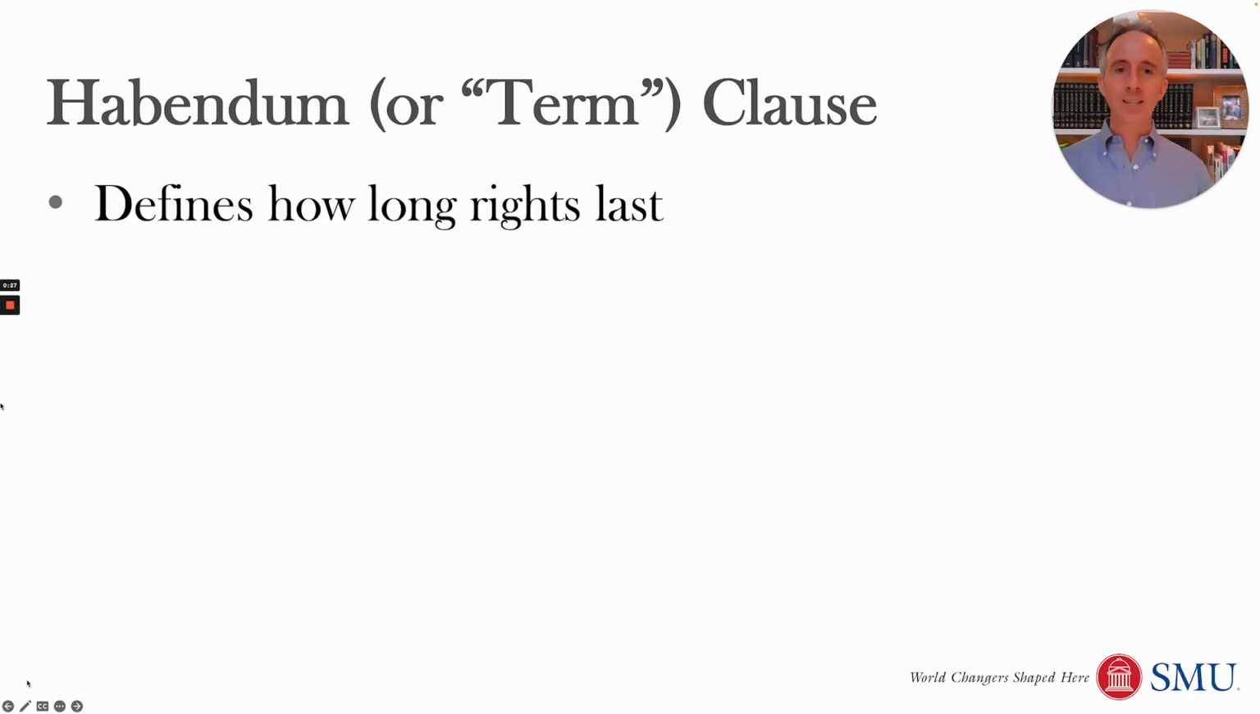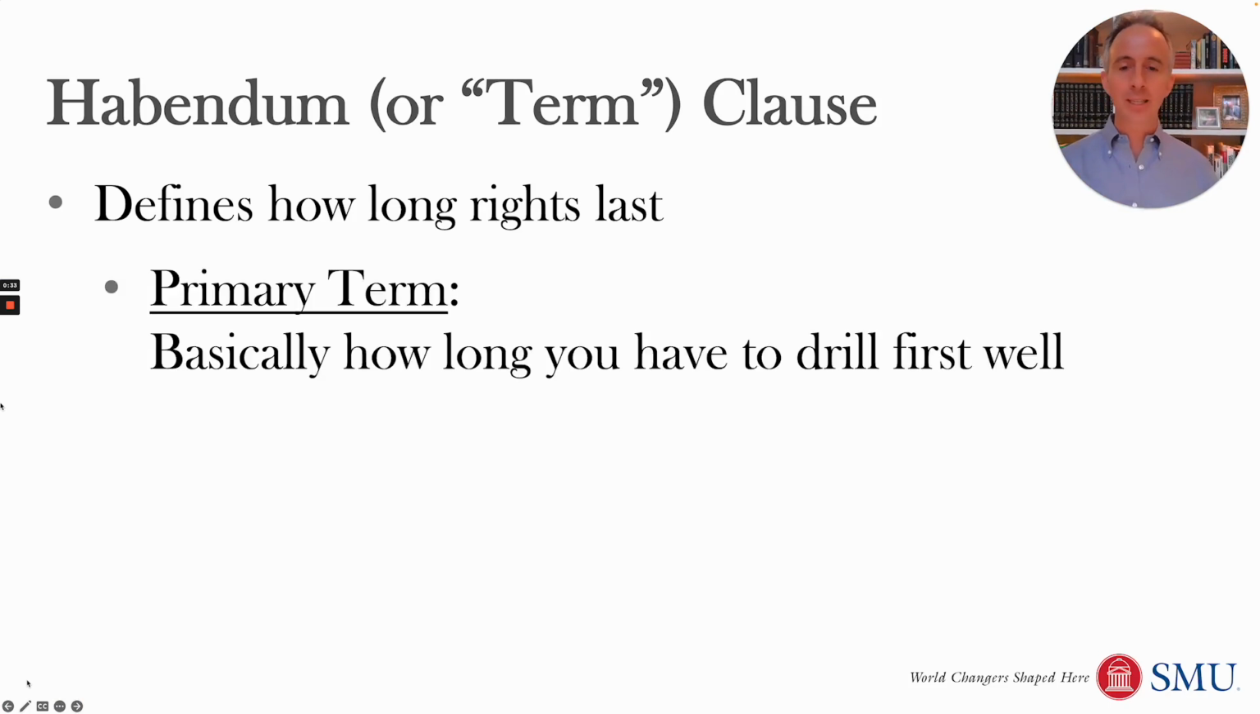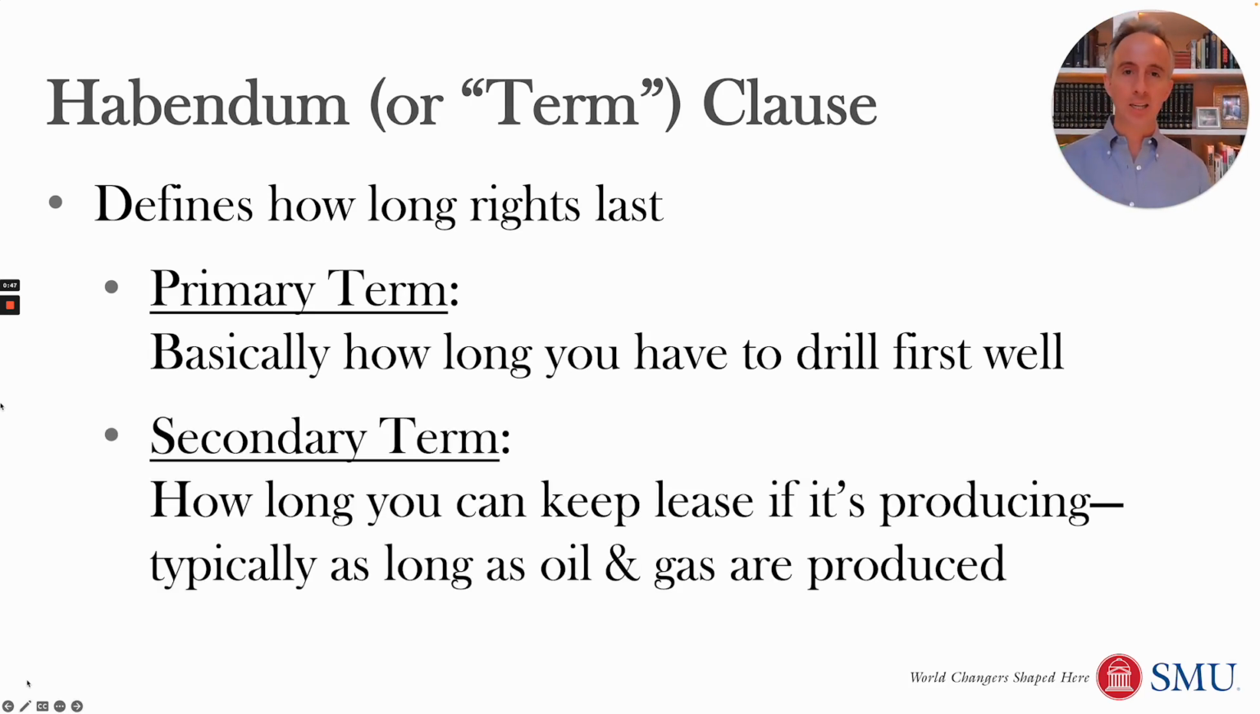Now, that Habendum clause is sometimes called the term clause because, again, it defines the term that the lease lasts for. Typically, it's very short, but it includes basically two terms. The primary term, which is how long you have to explore for oil and gas and drill your first producing well. And then the secondary term. And historically and typically, just like in the example lease I gave you, the secondary term just says that the lease lasts as long as oil and gas is produced. Now we'll see there's some subtleties in what it means to say oil and gas is still produced from a lease. We'll see that in later lessons.